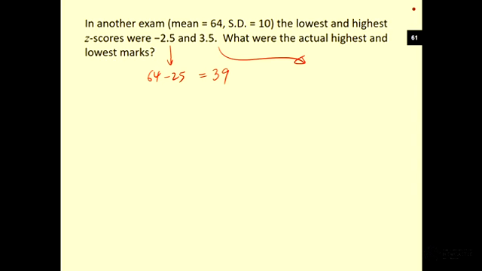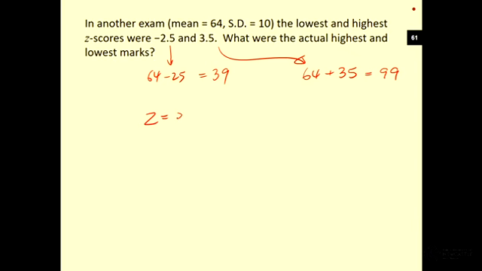I got 3.5 standard deviations above the mean. Instead of getting the mean of 64, I got 3.5 times 10. I got 35 marks above. Okay? If that makes sense, fantastic. If not, the formula will do the same thing for us.